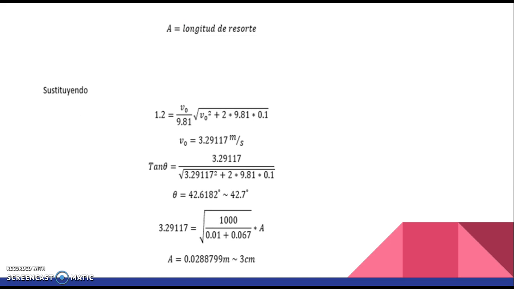The results were the next one. The initial velocity must be 3.29 meters per second. The angle should be 42.7 degrees to achieve a distance of 1.2 meters, considering the distance of the shoot gun, and the distance that the spring should be is 30 centimeters.